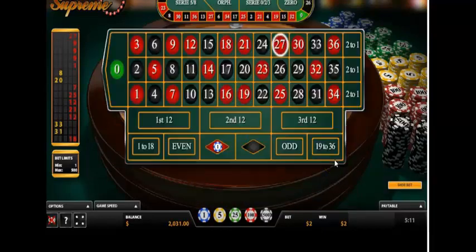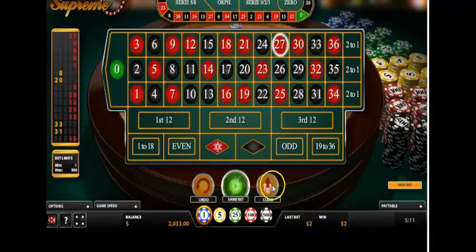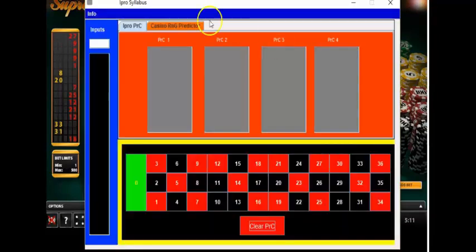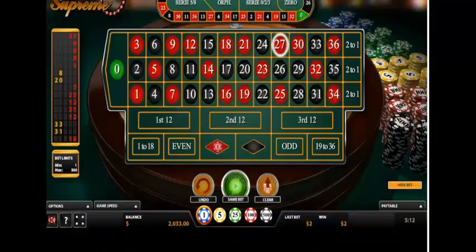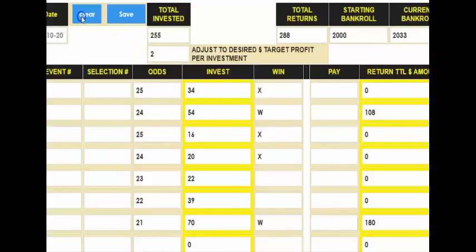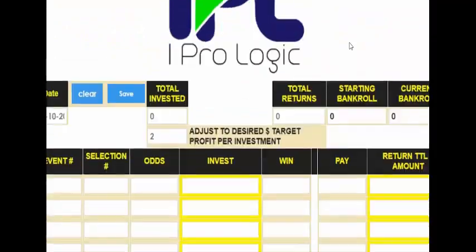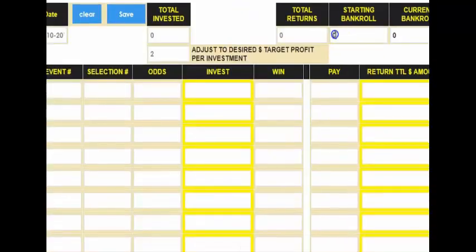Now, we want to get to the other part of using the syllabus. So we're going to clear this, and we're going to show you how to use the other part of the syllabus, which is the predictor. The basic way that the predictor is going to be used is we are now going to look. Your bankroll is 2033, so we're going to clear this here and set up with 2033, and we're going to put in odds. We're going to put in $2 as our target, and we're going to start off with 17 to 1 odds and work our way down.